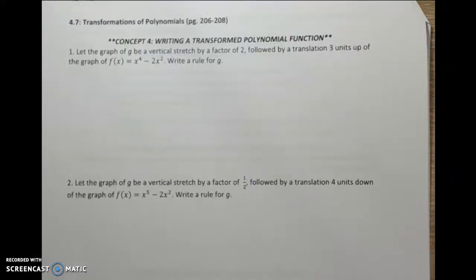4.7 Transformations of Polynomials. This is on page 206 to 208 in your textbook. And here we go. What you're going to do is write transformations with polynomial functions.